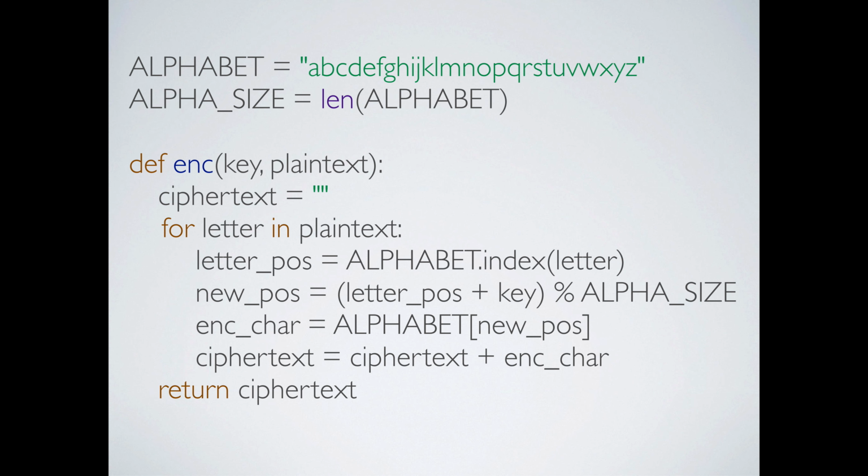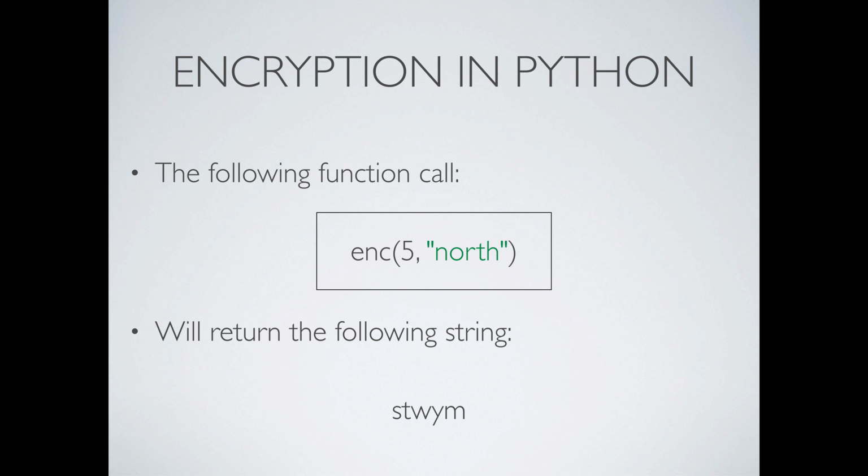So that code that I just posted, the encryption function, is available on Canvas for download. So if you want to download it and run it a couple times, test it, see how it works, you're more than welcome to. But for example, this function call, enc 5, north, will return the following string. Because it's a value returning function, if you just run this function call, it's not actually going to display anything because it's just returning a value. So if you wanted to actually display something, you could put print around this function call here.